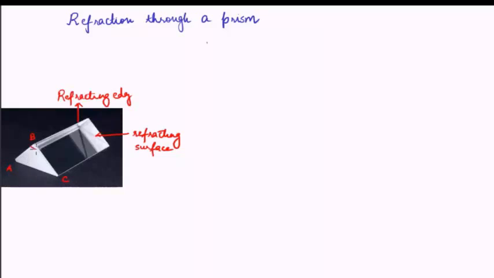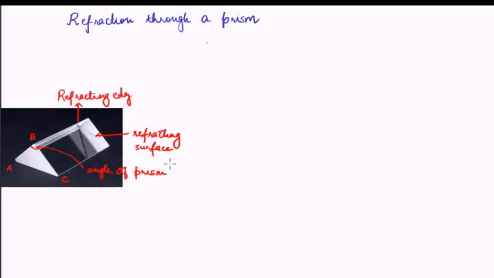This we call the angle of prism. These are some of the important technical terms that we use while discussing prism, so it's good that you know them beforehand.